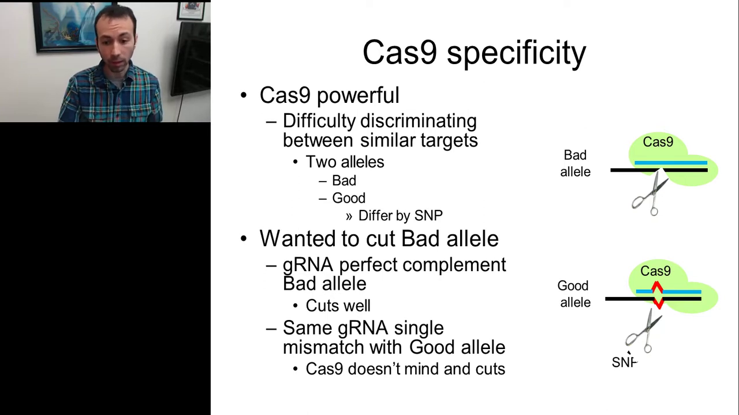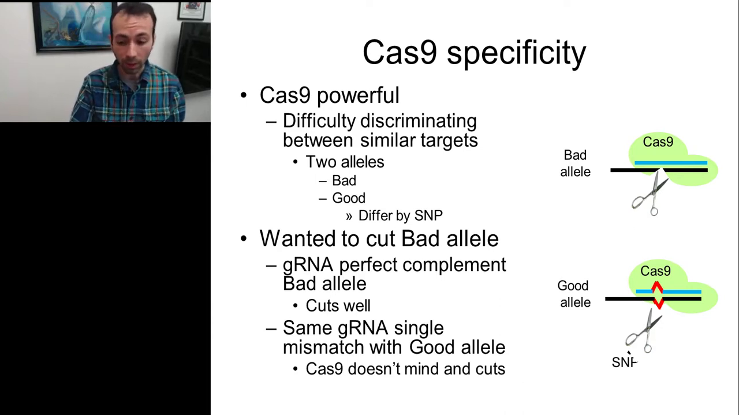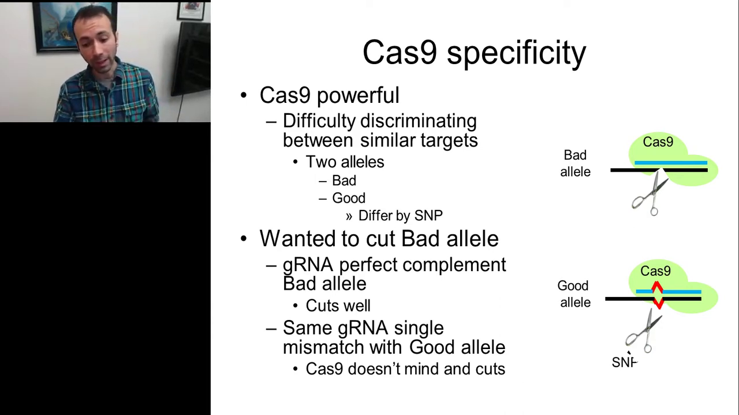And so you say, no problem, I'll just give the cells a guide RNA that's perfectly complementary to the bad allele, and what will happen? Cas9 will cut it. The issue you face is that that same guide RNA that's perfectly complementary to the bad allele will still have only one mismatch to the good allele, and likely Cas9 will still cut the good allele. So how do you improve Cas9 specificity?